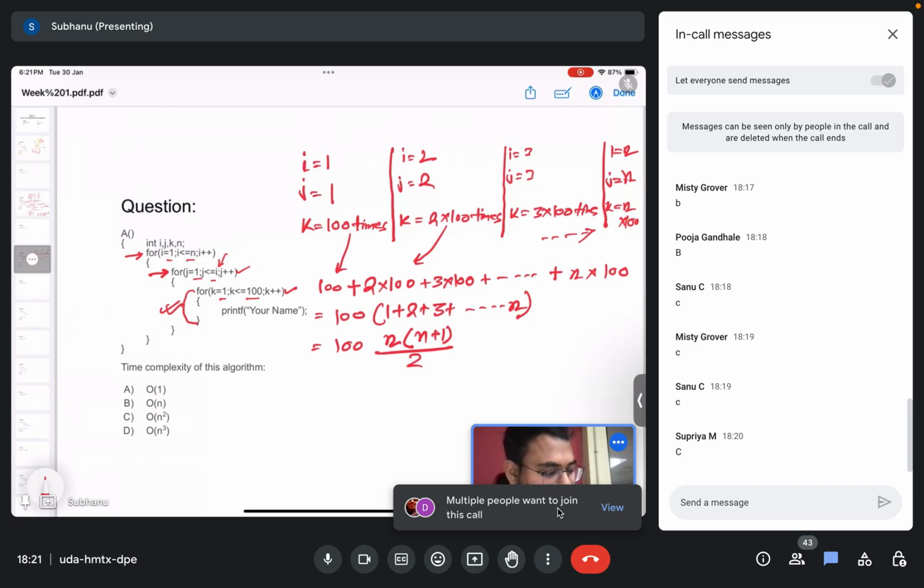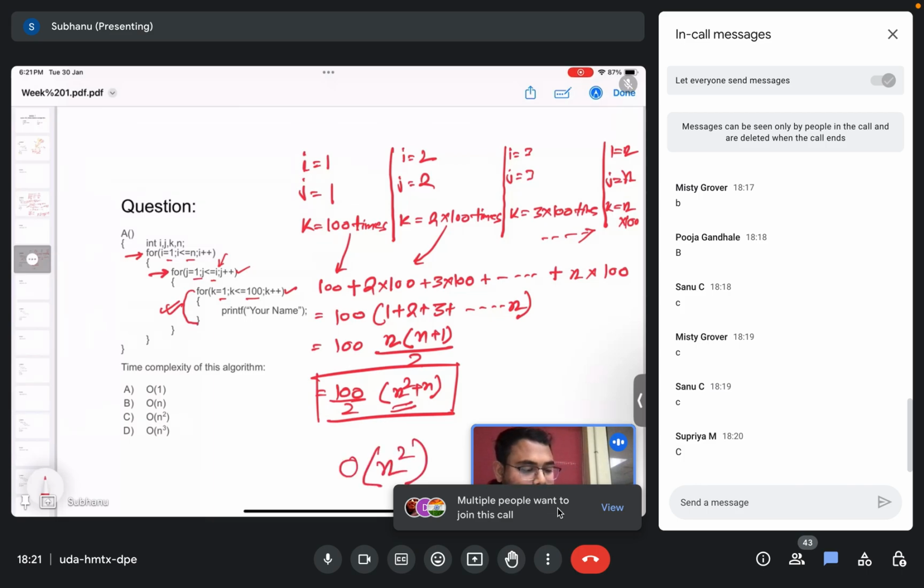So this is the case. Now you can see that you will get n square plus n. So what is the big term in the whole formulation? That is n square. So our answer will be order of n square. So C is the correct answer.